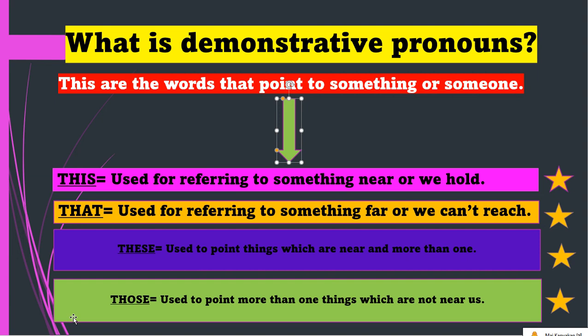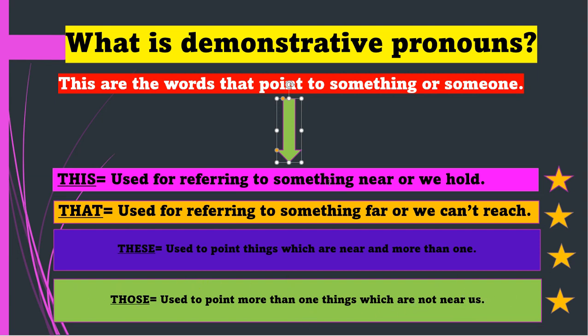Okay, so next, those. Those is used to point to more than one thing. From the word things, we have the S here, so this is a plural noun or a plural subject. These are not near. This one is far away, but there is more than one. So it may be 2, 3, 4, 5, 6 or 7, 8, 9, 10.